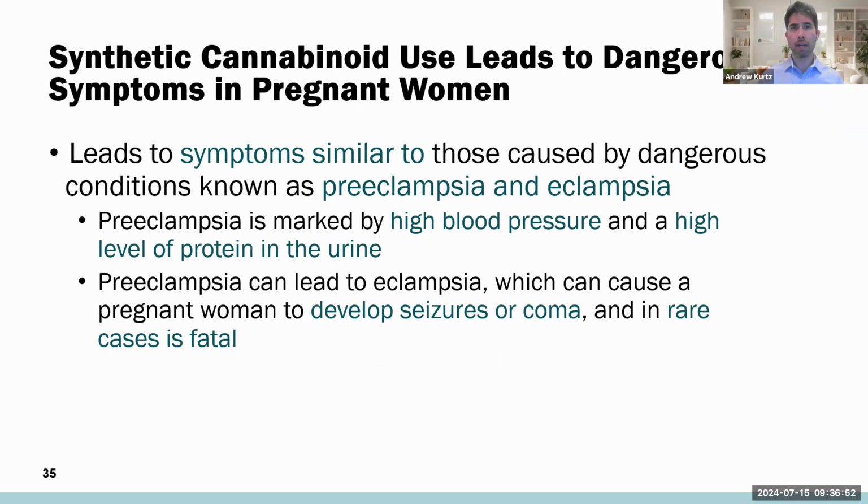There's also evidence that this can lead to dangerous symptoms in pregnant women, including preeclampsia and eclampsia, marked by high blood pressure and high levels of protein in urine. As you all may be aware, preeclampsia can develop into eclampsia, which can cause seizures, coma, and in certain cases, fatality.